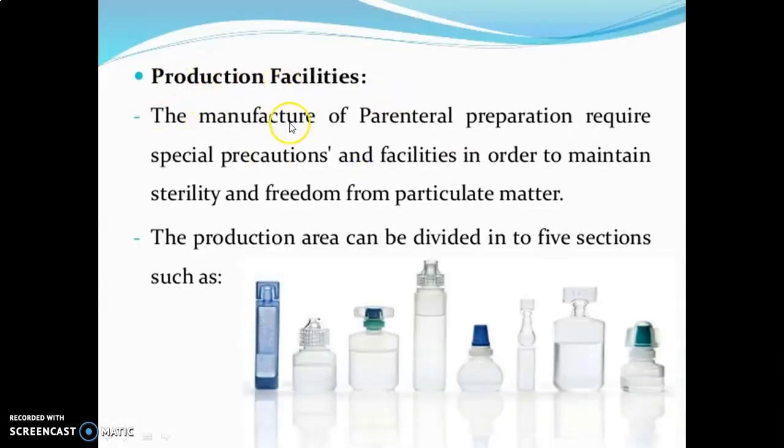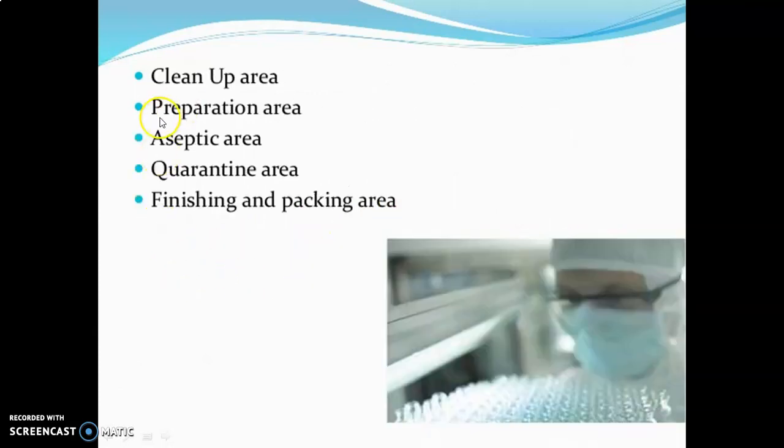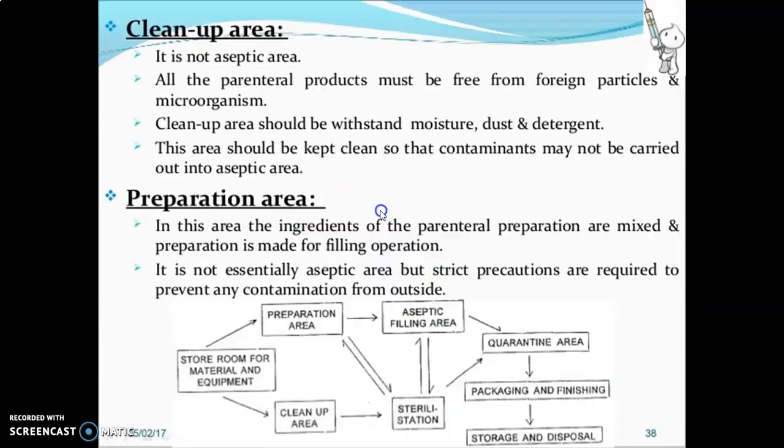Production facilities. The manufacture of parenteral preparation requires special precautions and facilities in order to maintain the sterility and freedom from particulate matter. The production area can be divided into 5 sections, such as cleanup area, preparation area, aseptic area, quarantine area, and finishing and packaging area.